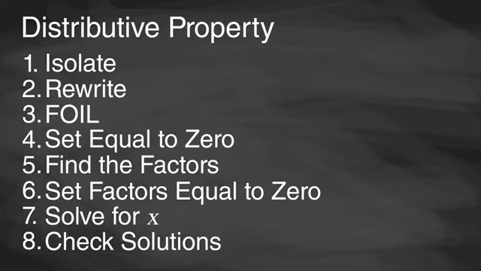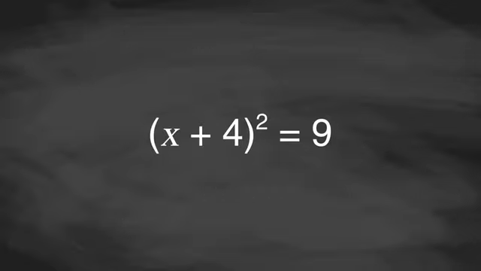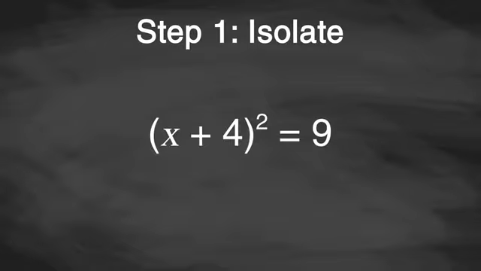Let's use the distributive property to solve the equation (x + 4)² = 9. Step 1. Isolate the quadratic term and make its coefficient 1. This step is already completed because the quadratic term, the quantity x plus 4 squared, is already by itself on the left side of the equation. The coefficient is 1. It's implied even though it's not written.